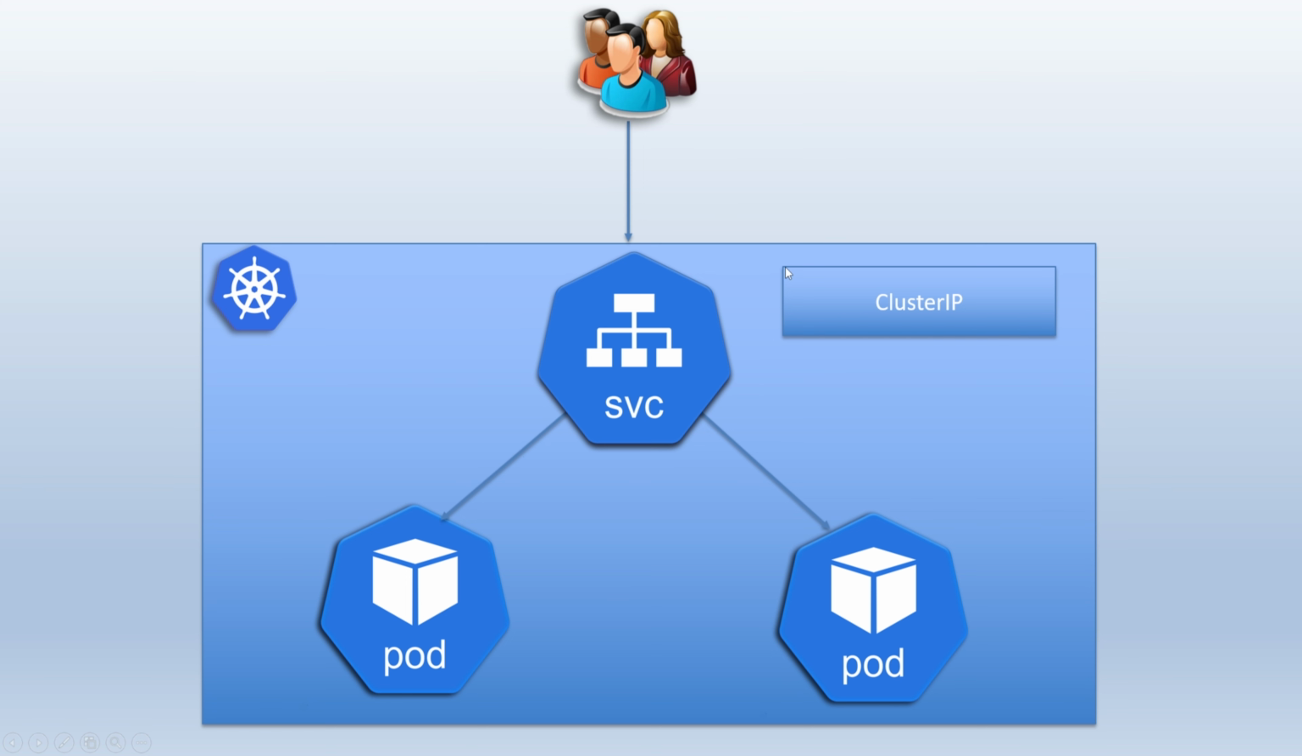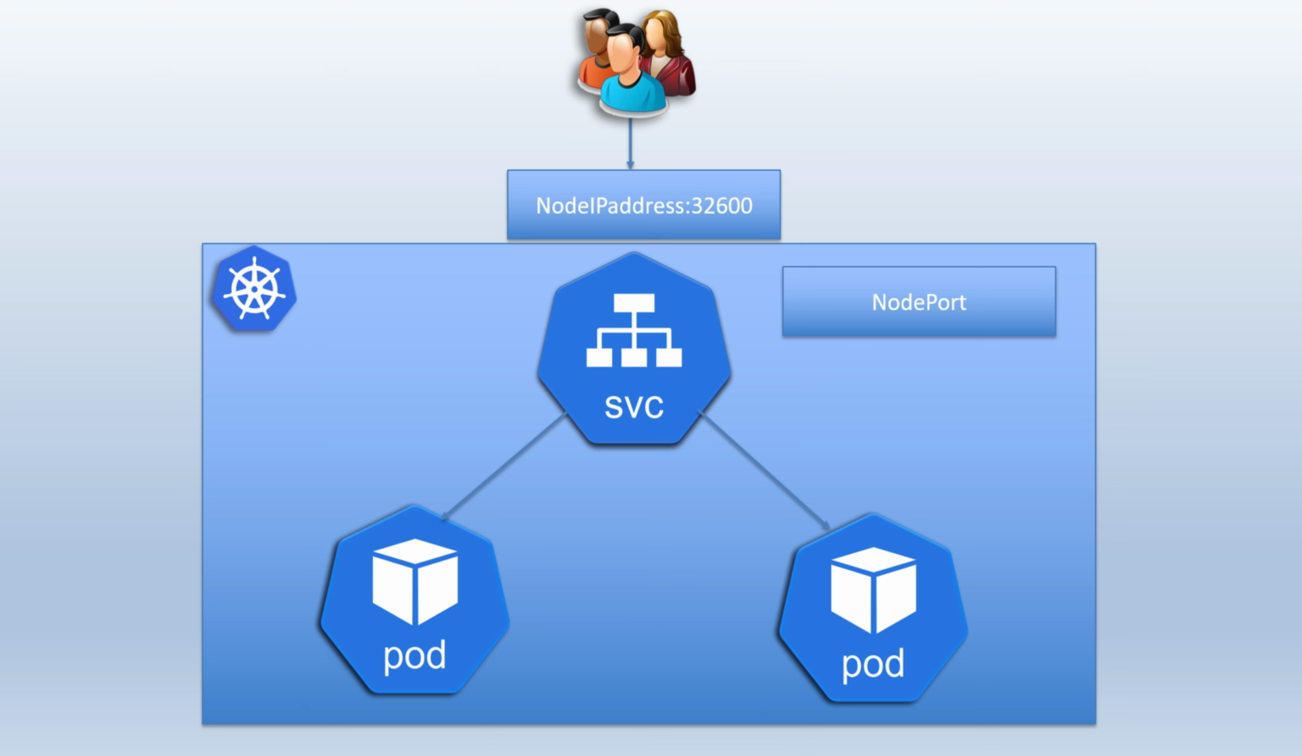First up, ClusterIP. This one only works inside the cluster. It creates a virtual IP that other pods can reach, but nothing outside can access it. Great for internal communication, not so great if you want real users to connect.